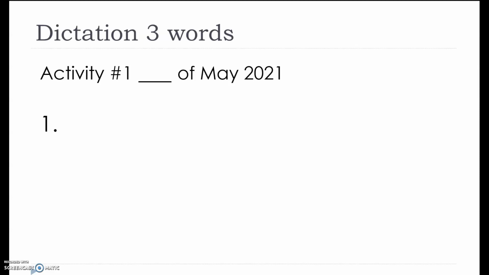Let's do number 1. Spell the word organs. Number 2, spell the word digestive. Number 3, spell the word intestine.